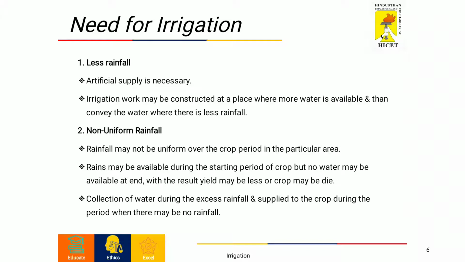The second point is non-uniform rainfall. As we know, the rainfall may not be uniform over the crop period in a particular area. Maybe rain may be available during the starting period of the crop, but no water may be available at the end, which may result in yield loss or the crop may die. If you want to prevent this condition, irrigation is needed.